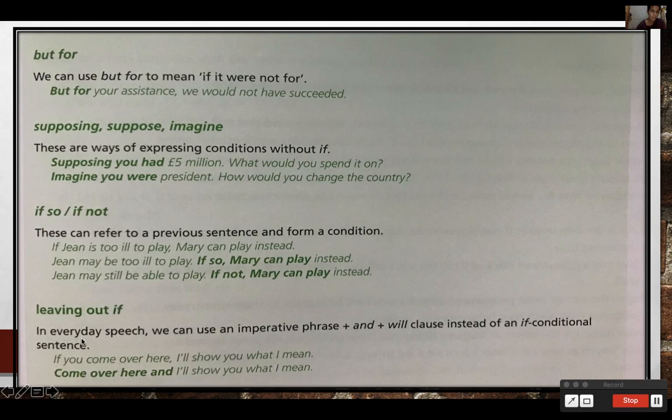Okay? Leaving out if. In everyday speech, we can use an imperative phrase plus an and or will clause instead of if in conditional sentences. For example, if you come over here, I'll show you what I mean. Si vinieras, te mostraría a lo que me refiero. Come over here and I'll show you what I mean. Ven aquí y te mostraré a lo que me refiero.